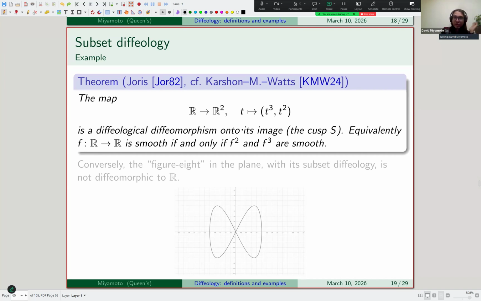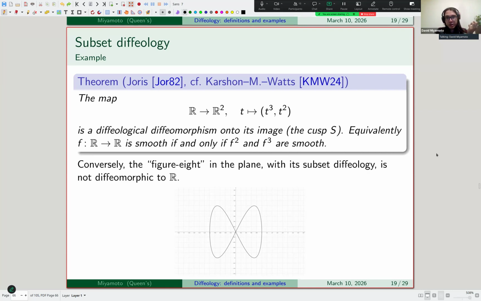The fact that 2 and 3 are coprime is not a coincidence here. That's part of the mechanics to prove this. So I could have really put any coprime numbers here, but 2 and 3 suffice. This is a theorem of Joris, which is highly non-trivial to prove. There are a few different proofs in the literature, but it has a diffeological consequence, which is that this cusp actually is diffeomorphic to R. This is a surprising fact to me. It's hard to prove this fact.